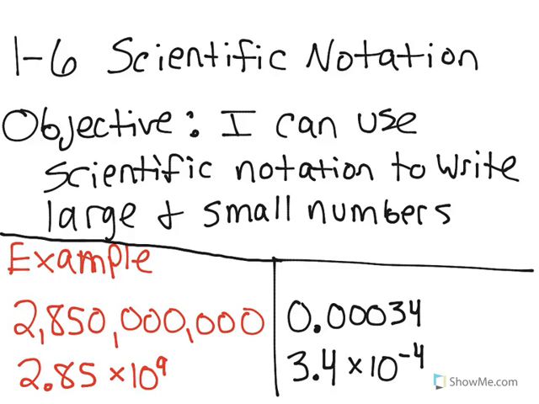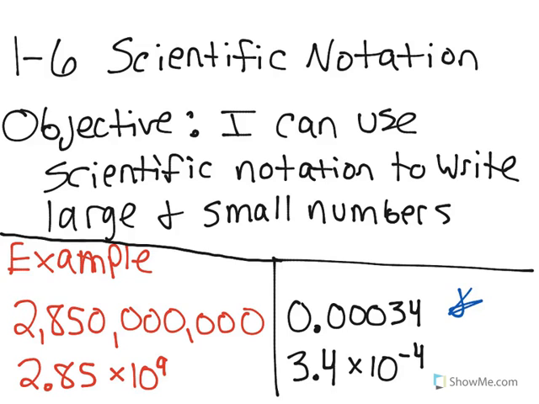For example, look at the bottom of the screen. You see 2,850,000,000. Now, that could be a lot to write or even a lot to say. So as an example, we could write that with scientific notation as 2.85 times 10 to the ninth power. And that's also going to make it a lot easier for us to do computations with that scientific notation. It's something that scientists and people who work with very large or very small numbers use on a regular basis.